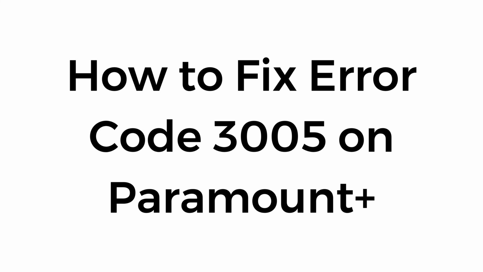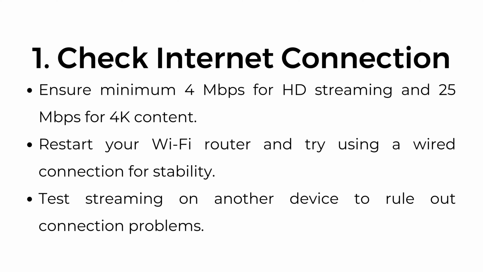How to fix Error Code 3005 on Paramount Plus. 1. Check internet connection. Ensure a minimum of 4 megabits per second for HD streaming and 25 megabits per second for 4K content. Restart your Wi-Fi router and try using a wired connection for stability. Test streaming on another device to rule out connection problems.